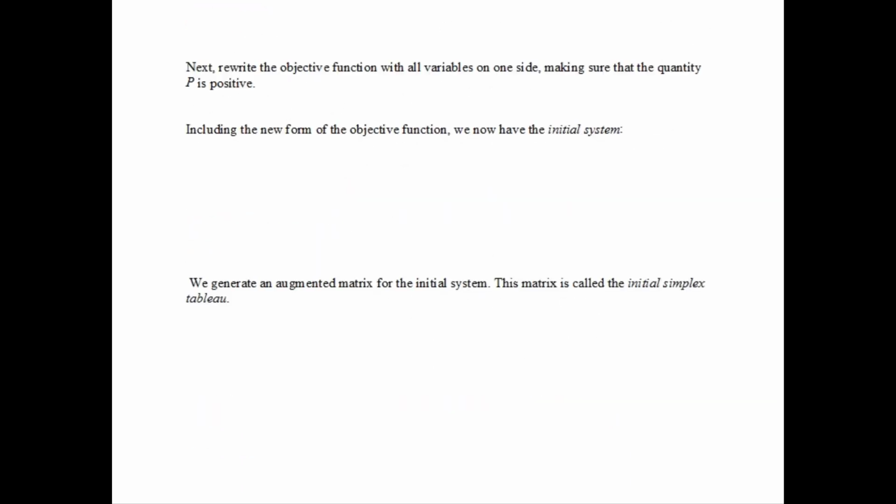Now we're going to rewrite the objective function with all the variables on one side. Here's what it looked like before, in case you forgot. So now we're going to subtract 90x1 and 25x2 from both sides. So now I have negative 90x1, negative 25x2 plus p is equal to 0.